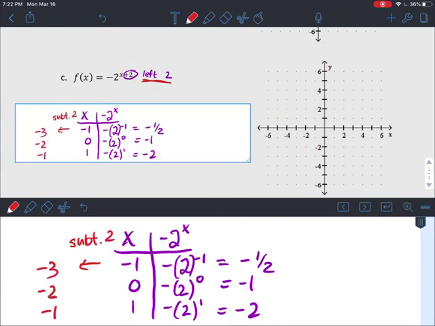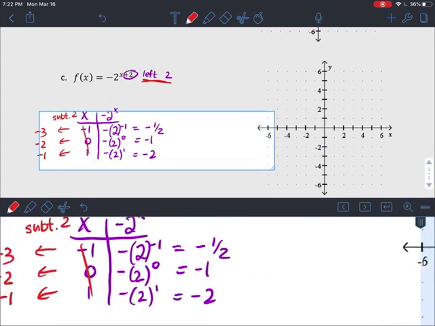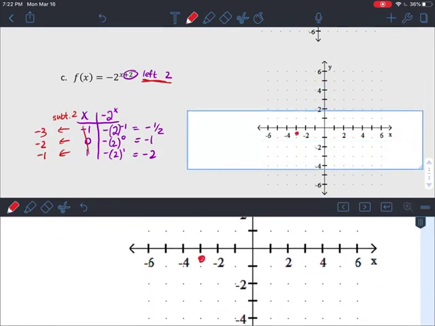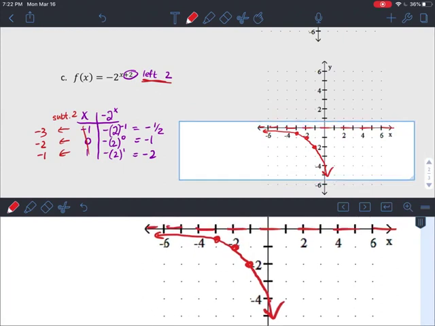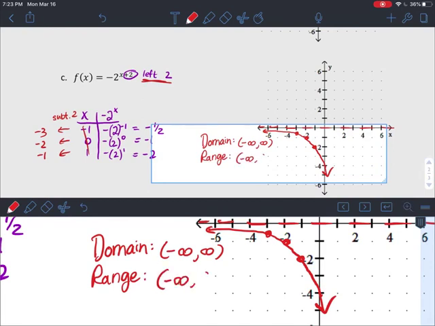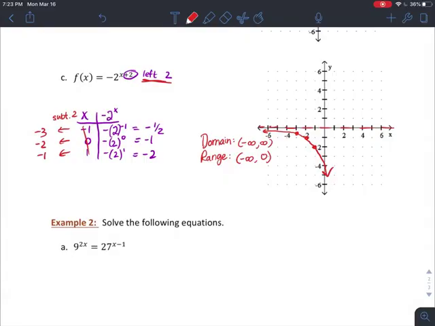So plotting those on your graph should give you a graph that kind of is reflected because it has that negative out in front. So it's going down below the x-axis. It's not actually translated up or down, so it still approaches the x-axis as your horizontal asymptote. Domain, always -infinity to infinity, but your range this time, 0 is like the largest y value that it's approaching. All the y values are actually less than 0, so your range will be -infinity to 0.